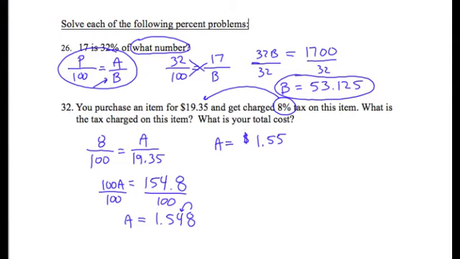Okay, so we would want to now answer the story problem. We don't want to leave it as A equals $1.55. We would want to answer, the tax is $1.55. And then we'd also want to say the total. Let's make sure you use the same words, total cost. So all we have to do now is add that $1.55 to our original. So our total cost is $20.90.